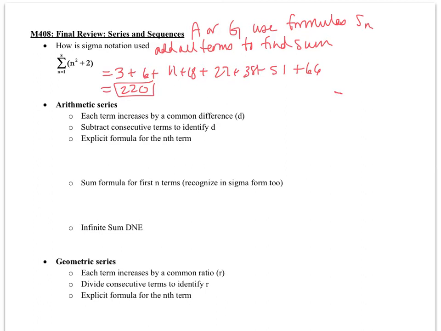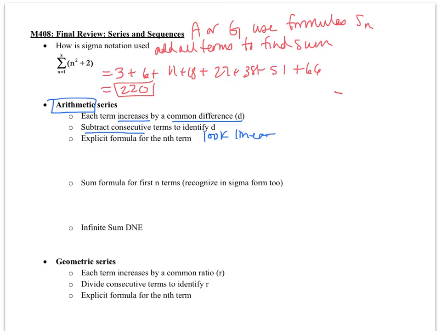Now when we're trying to determine what kind of series we're looking at, if we are trying to determine arithmetic, what we look for is that each term increases or decreases by a common difference. In order to find this difference, we are going to subtract consecutive terms. We can subtract any two terms to find that common difference. One of the things that we talked about is that problems that are arithmetic look linear, meaning they follow what looks like a mx plus b type of format.